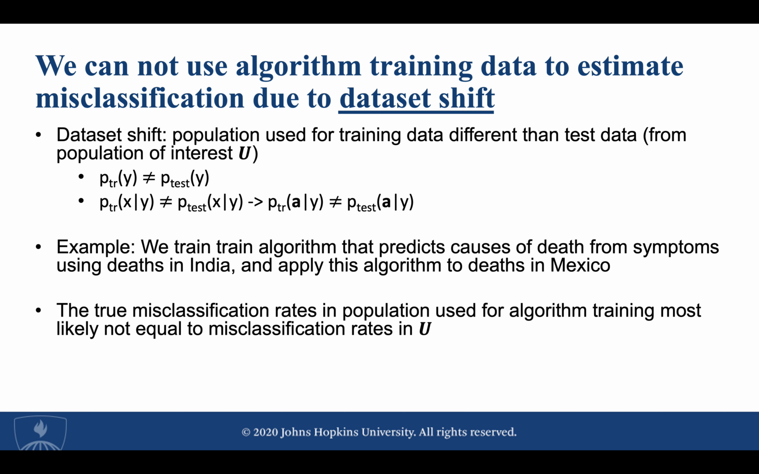However, this will often result in a poor estimate of the misclassification rates due to dataset shift, in which the distributions of the outcome of interest and also the conditional distribution of the covariates given the true class are different between the population that was used for the training data and the population of interest or test population U. For example, we may train an algorithm to predict the cause of death from symptoms using deaths from India, but then apply this algorithm to subjects in Mexico. Because the symptom data is often collected using verbal interviews with relatives who lived with the deceased individual, the distribution of symptoms conditional on the true cause of death is usually not similar between countries with different cultures and health systems.